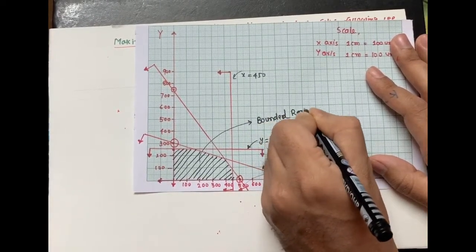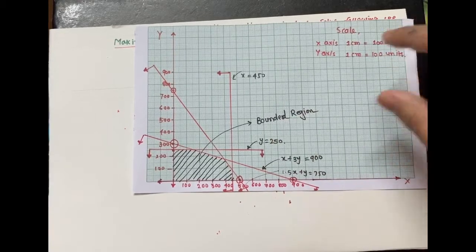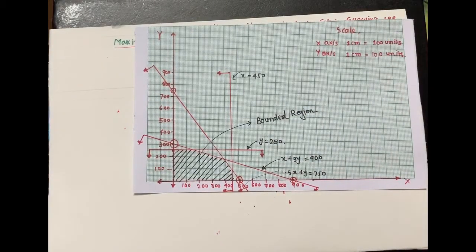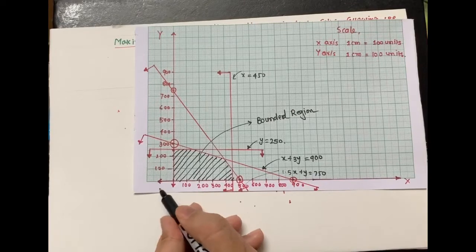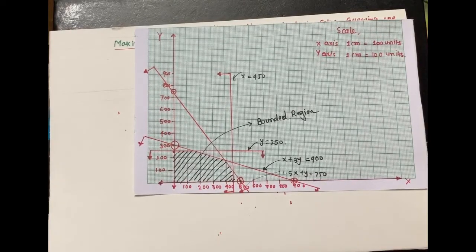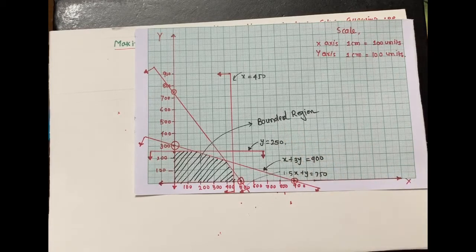This region is referred to as your bounded region because it is forming some shape of polygon. It is enclosed totally. We cannot go beyond this in the second, third and fourth quadrant because of the non-negative condition. So this is my bounded region.